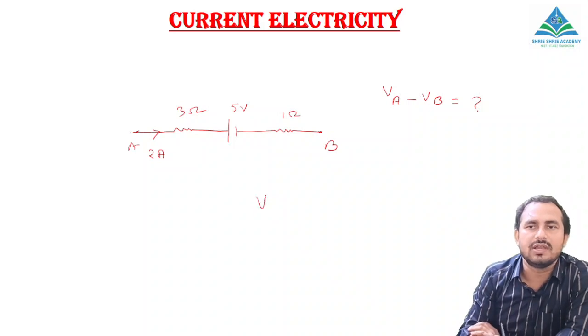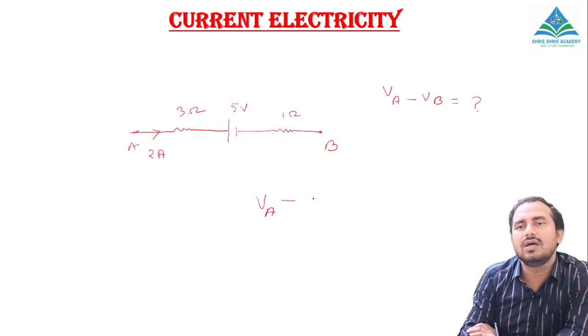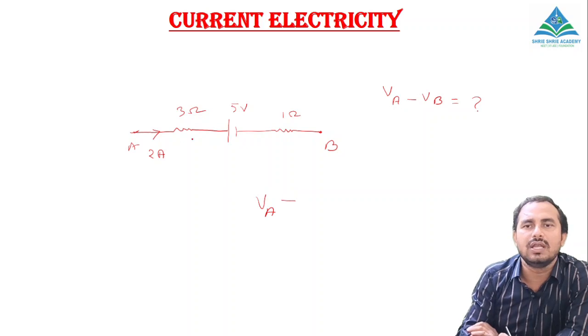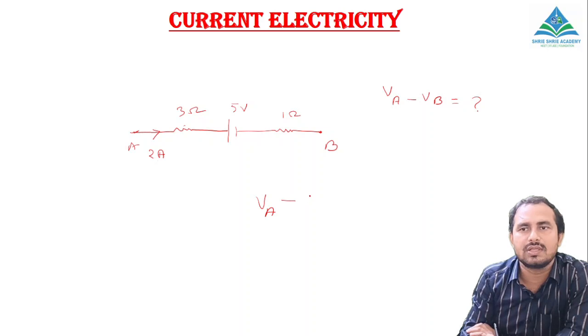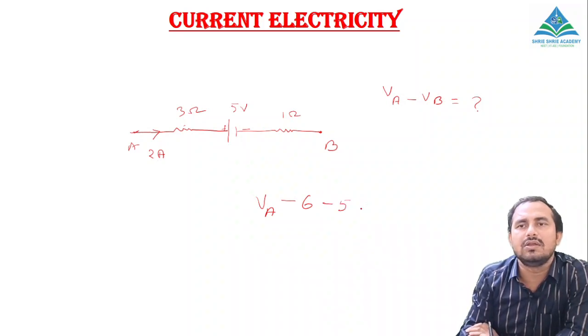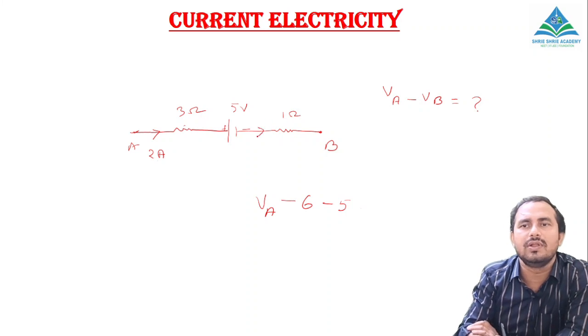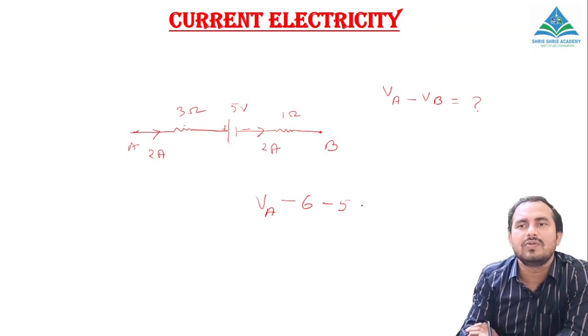You take the potential at A as VA. You are going in the direction of current, and I told you IR is taken as negative. The current is 2, resistance is 3, so 2 threes are 6. Again you are going from positive to negative terminal, so you get minus 5 volt. Again you are going in the direction of current, so the same current 2 ampere will be there, and you get minus 2, minus VB, equal to 0.